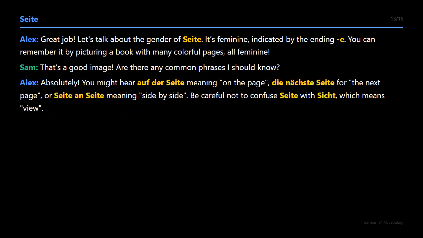Absolutely. You might hear, Auf der Seite, meaning on the page. Die nächste Seite, for the next page, or Seite an Seite, meaning side by side. Be careful not to confuse Seite with, Sicht, which means view. Thanks for the tips.